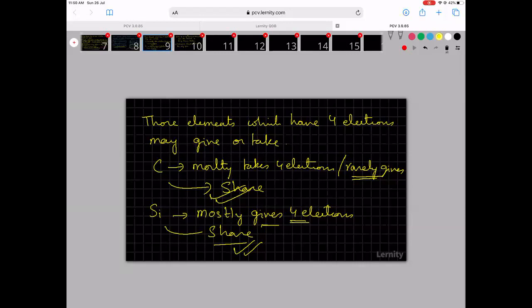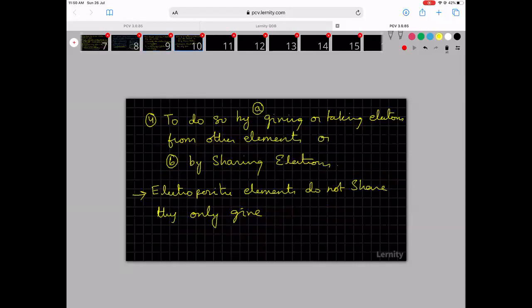Okay, so 9 is over. 10. Elements combine with each other, and they have a tendency to get noble gas configuration. How do they do so? By giving or taking electrons from other elements, or by sharing electrons. Electropositive elements do not share, only give. Electronegative elements or non-metals can take or share.